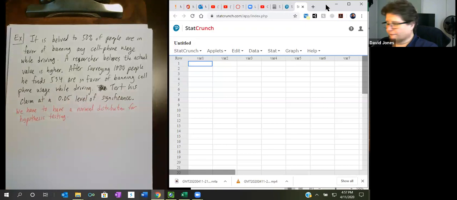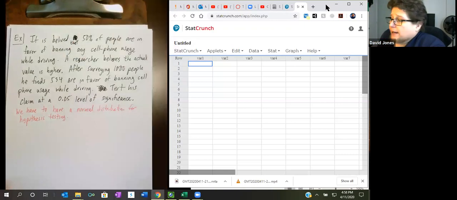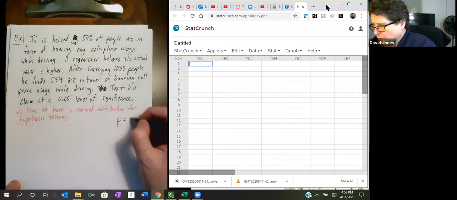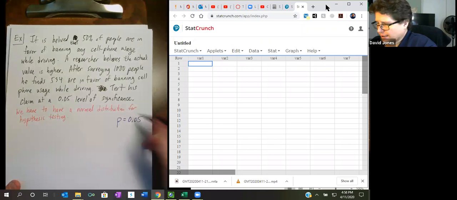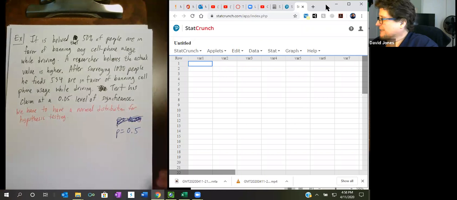So, well, first off, we have to figure out what parameter they're looking at. That's going to tell us something big. What parameter are they looking at? Let's read the problem. It is believed that 50% of people are in favor of banning any cell phone usage while driving. That's a proportion. P equals 0.05. I'm sorry. P equals 0.5. Way to go, Jones.